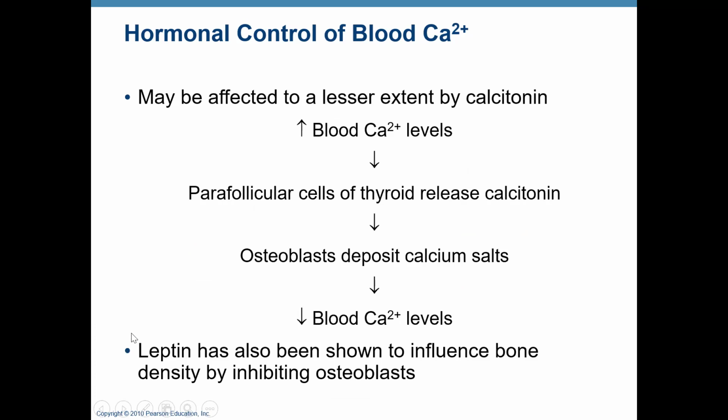We're not going to focus down here on this hormone called leptin. Looks like this is a different hormone that influences your bone's density, in other words, the thickness, by inhibiting osteoblasts. So if you inhibit osteoblasts, well, you're not going to make it so dense. It'll be less dense.